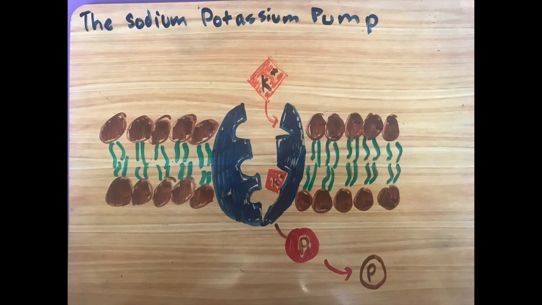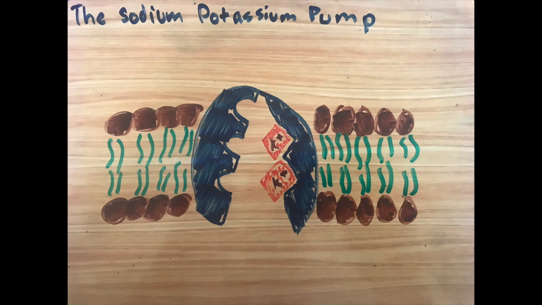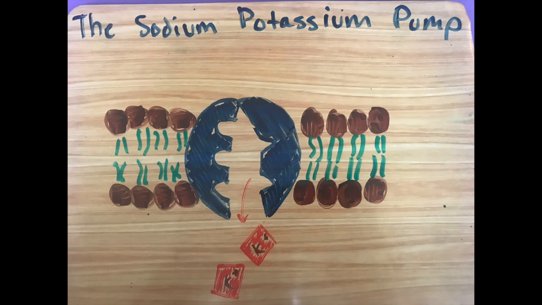The pump changes between shapes, pushing 3 sodium ions out and 2 potassium ions in. The different shapes are attracted to different ions. ATP provides the energy for the shape changes of the transport proteins.